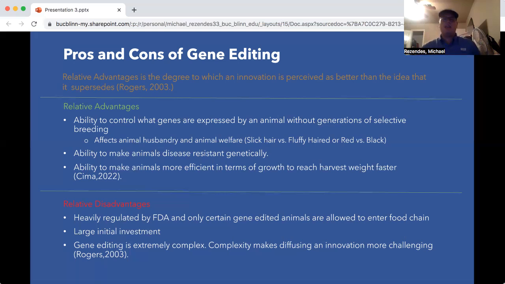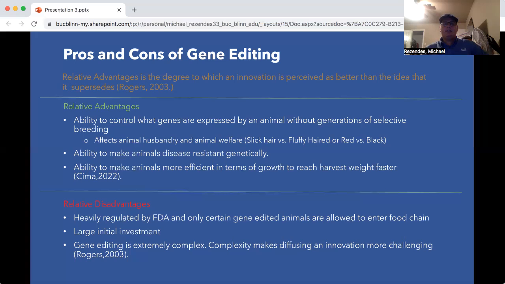Some of those relative advantages are the ability to control what genes are expressed by an animal without generations of selective breeding. So that's exactly what we were talking about. These can affect animal husbandry and welfare. We talked about the slick hair versus fluffy haired, or red versus black hided.